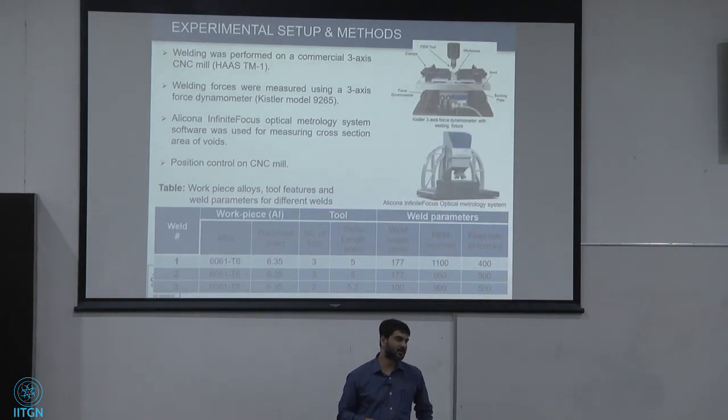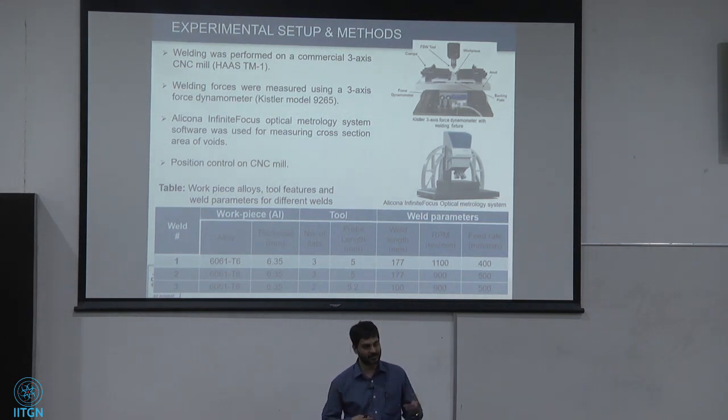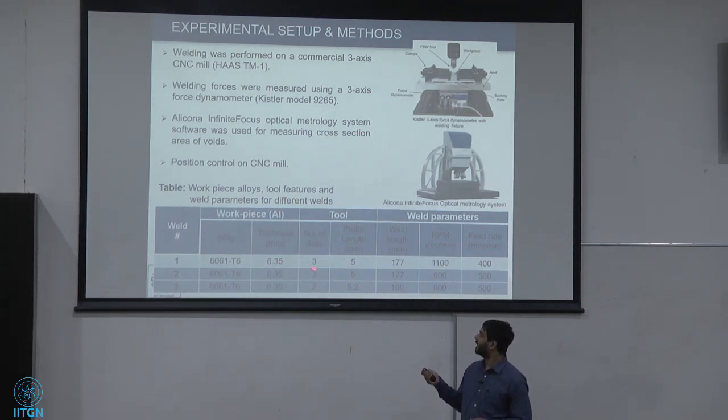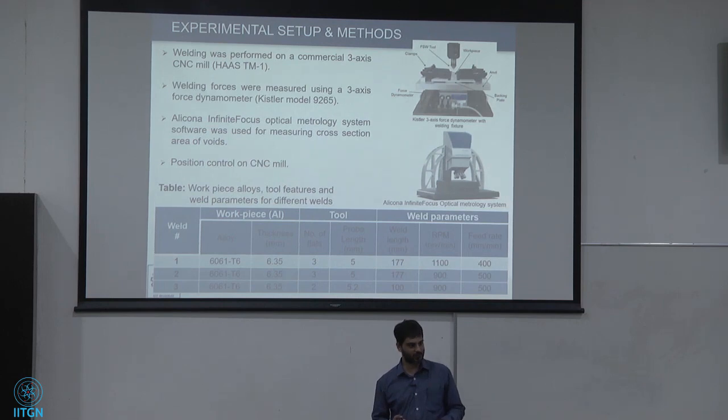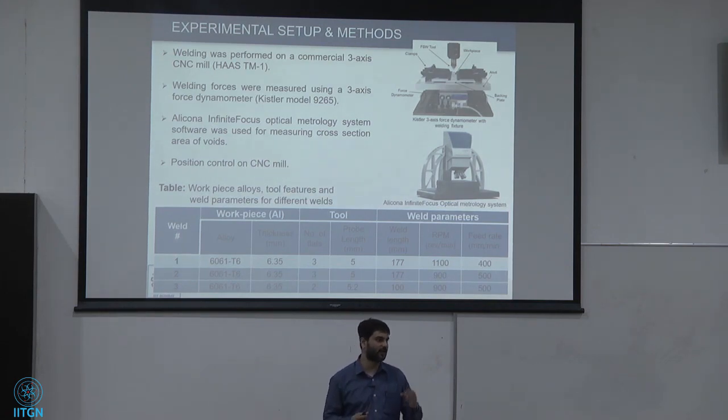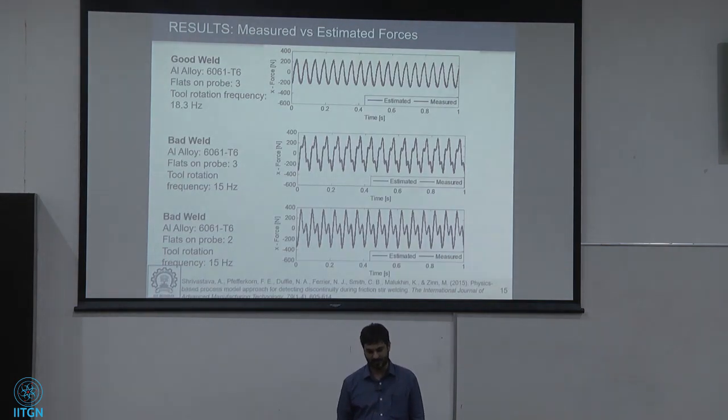In order to test whether it is feasible to estimate the defects or discontinuities which are forming using such a methodology, we performed some welds at representative conditions. We knew that weld number 1 produces a weld without discontinuity, and the remaining two welds were performed at conditions where we knew that defects would be formed. Forces were measured with a 3-axis force dynamometer placed below the workpiece, and an optical metrology system was used to optically measure the size of the discontinuities.